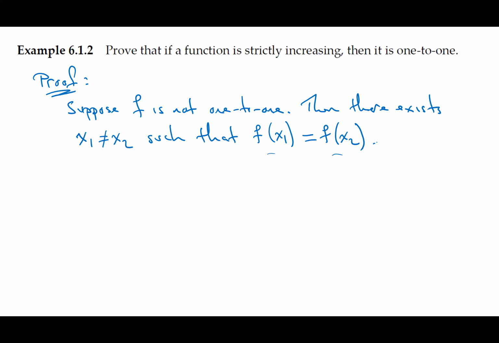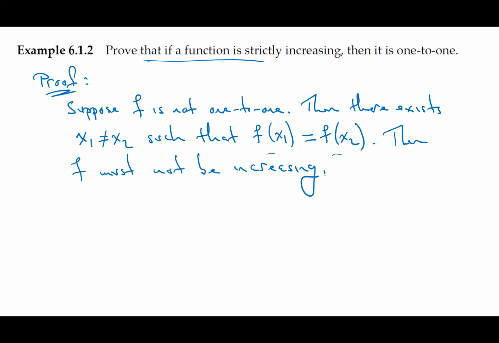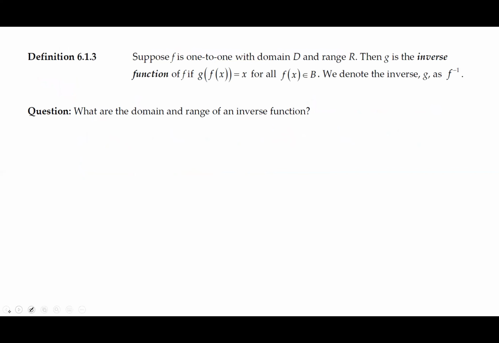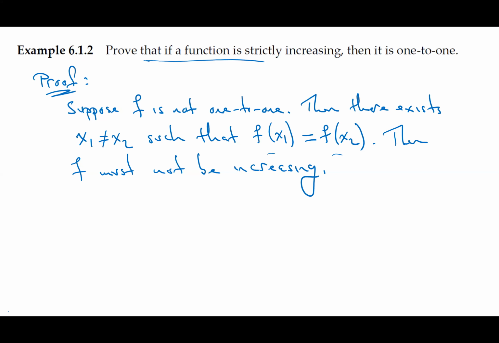Well, as soon as I say this, that violates my hypothesis. Then f must not be increasing. The logic here is that A implies B is logically equivalent to not B implies not A. So we've actually done this.